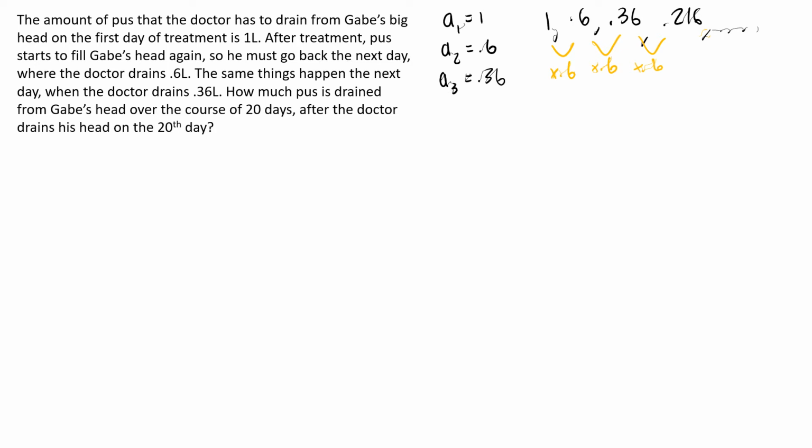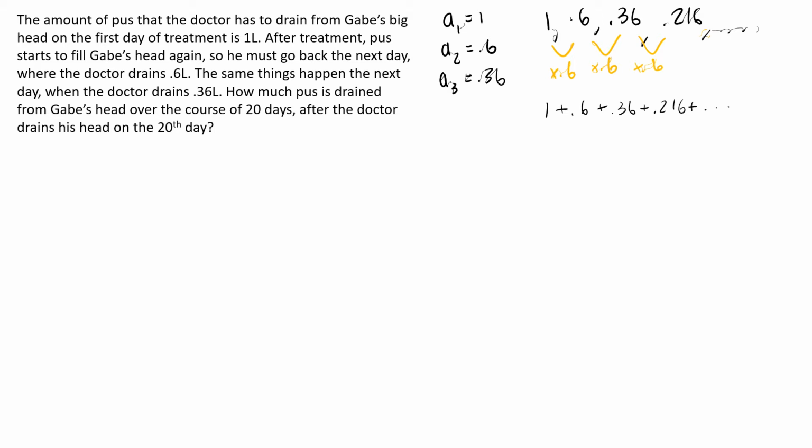Now we're looking for the sum of this, what we turn into a series, and it's going to be a geometric series because if we're multiplying by 0.6 every time, that corresponds to what's known as a common ratio, R. And we are interested in knowing the sum of the first 20 terms. So if we write this as a series, it's 1 plus 0.6 plus 0.36 plus 0.216 plus dot dot dot. We want to know the sum of the first 20 terms.